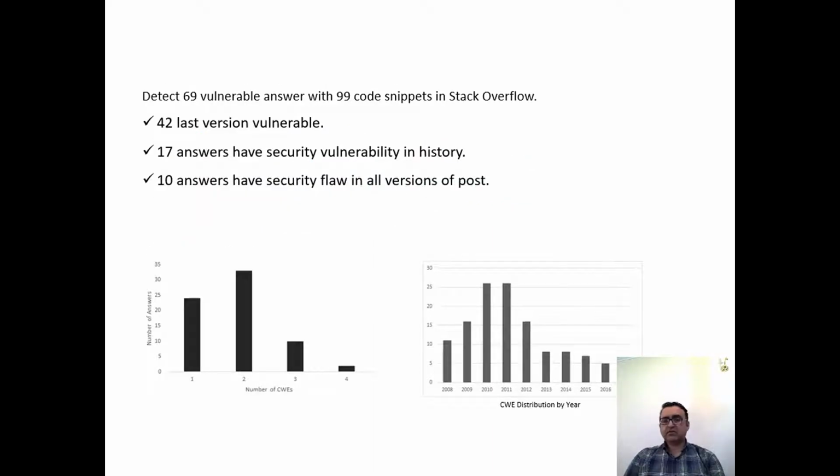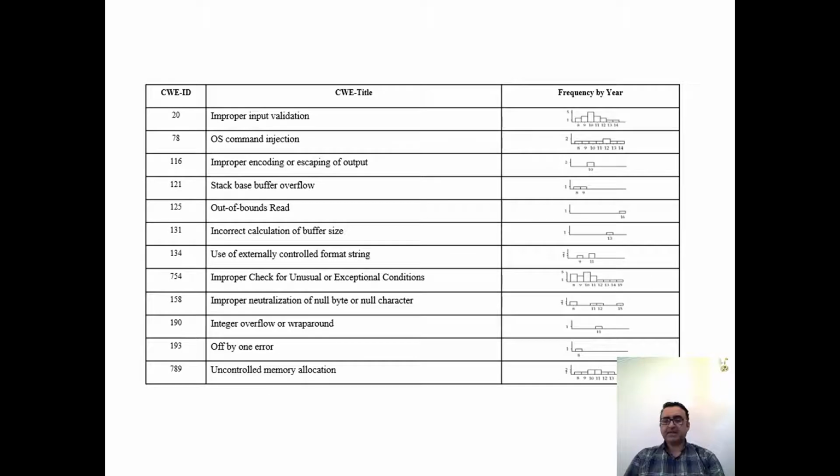So we ended up with 99 vulnerable code snippets in 69 vulnerable answers. Some of them were in the latest version, some of them were in the history. This is the distribution of the introduction of those vulnerabilities per year, and these are those vulnerabilities and their frequency per year based on CWE.